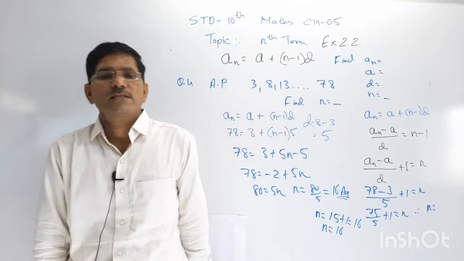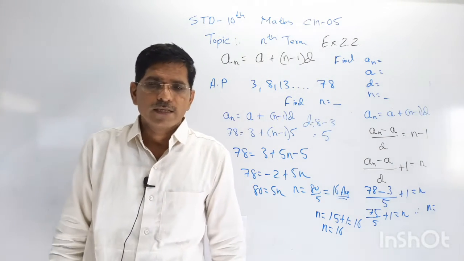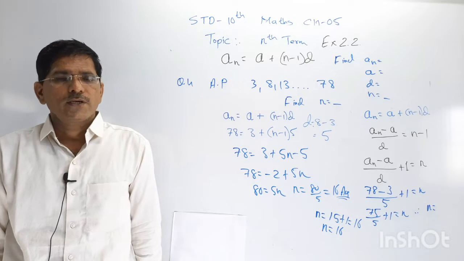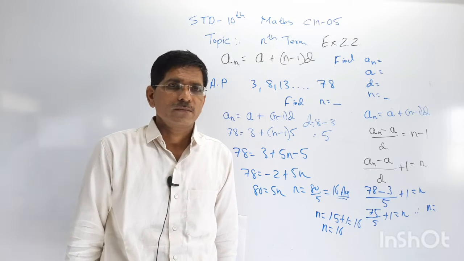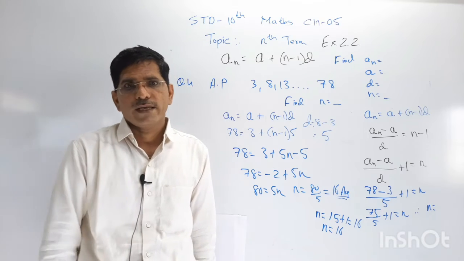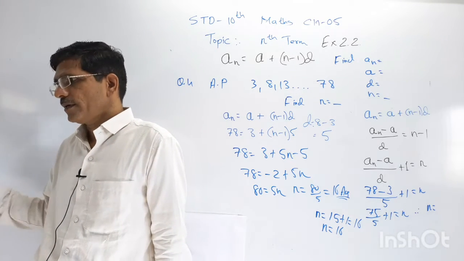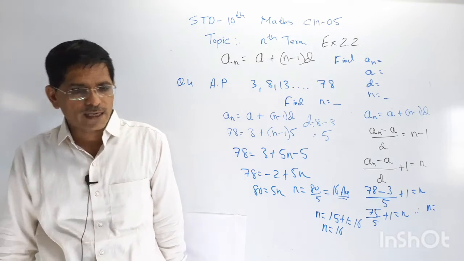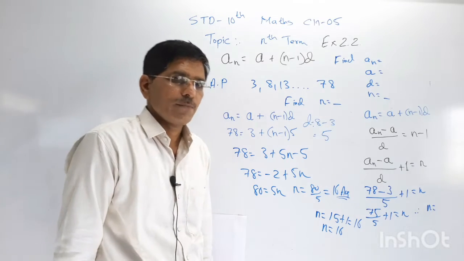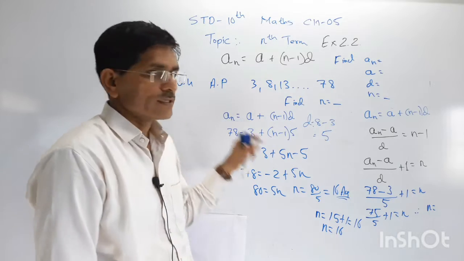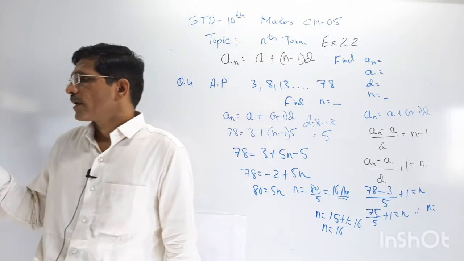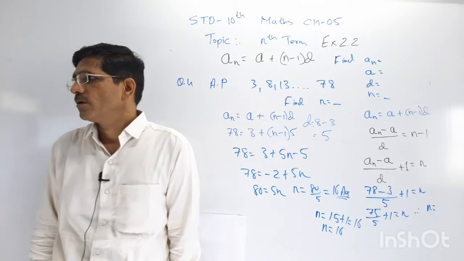So this exercise is too lengthy. There are 20 sums. So if in each lecture we do 4 or 5 sums, then in 4 lectures it should be completed. And in it there are 3 exercises: 5.1, 5.2 and 5.3. Now question number 4 we have completed. Now we go for question number 5.